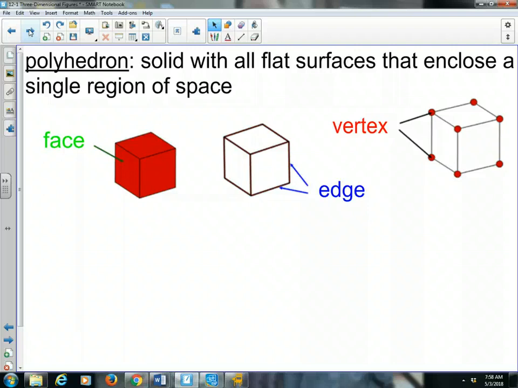So, several parts of polyhedrons. We have faces. Faces are the flat surfaces. Those are the shapes that we've been talking about in the past few chapters. So we call those faces of the polyhedron. The edges are where two faces come together.